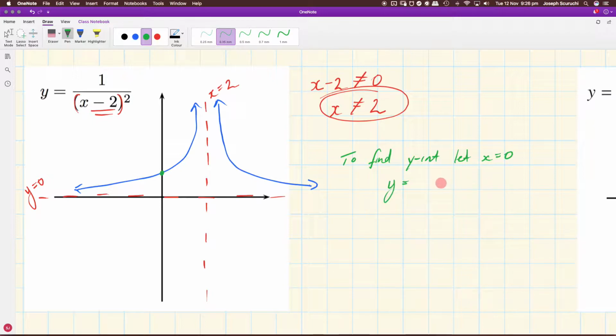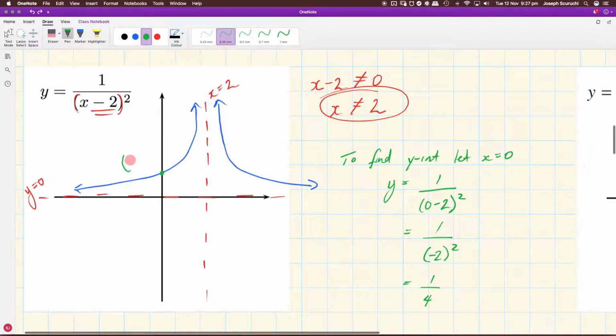y equals 1 over (0 minus 2) squared, which is the same as 1 over negative 2 squared, which is the same as 1 over 4. So this will be 1 over 4, don't make silly mistakes, and that will be my y-intercept.